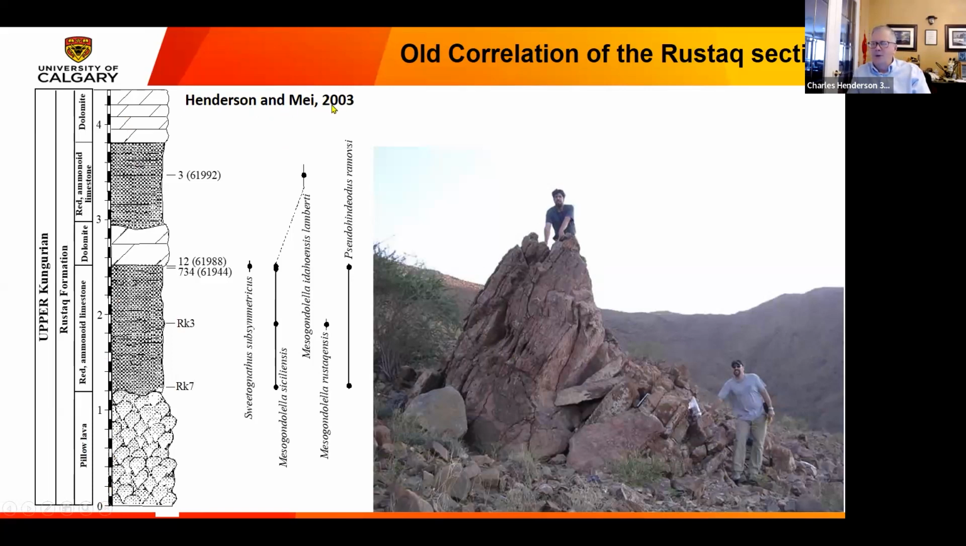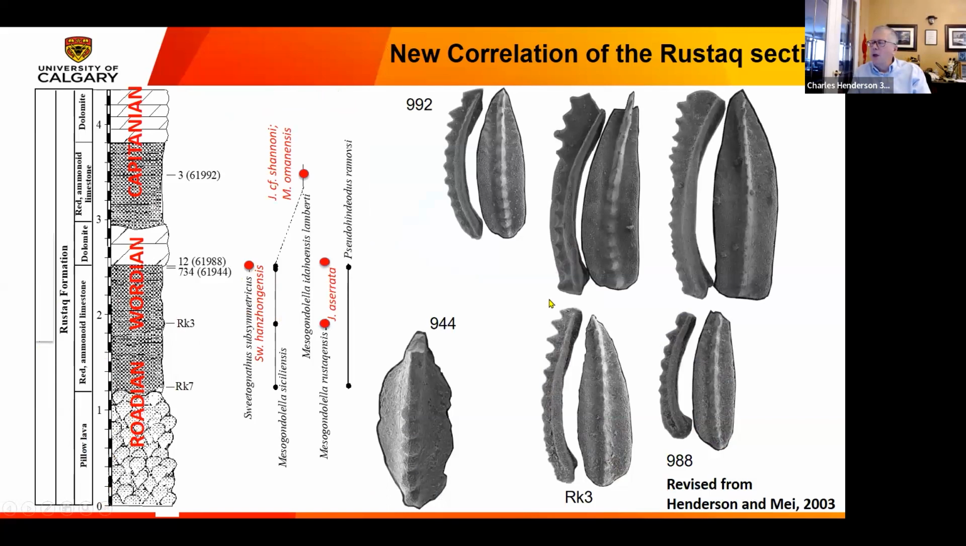I did a paper in 2003 with Shuzhong Mei, and I'm going to retract a large part of that paper. We suggested Upper Kungurian, but no, there's what we called a new species of Mesogondolella. This is Genogondolella acerata. There's a classic form right here. So I've changed rustakensis to acerata. And also, this is not subsymmetricus. This is Sweetognathus hanzhongensis. So everything's here saying that these samples right in here are Wordian.